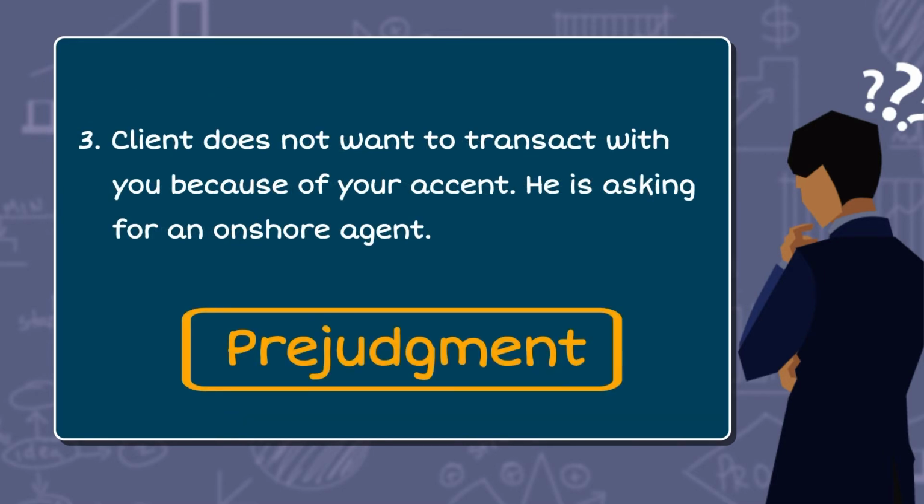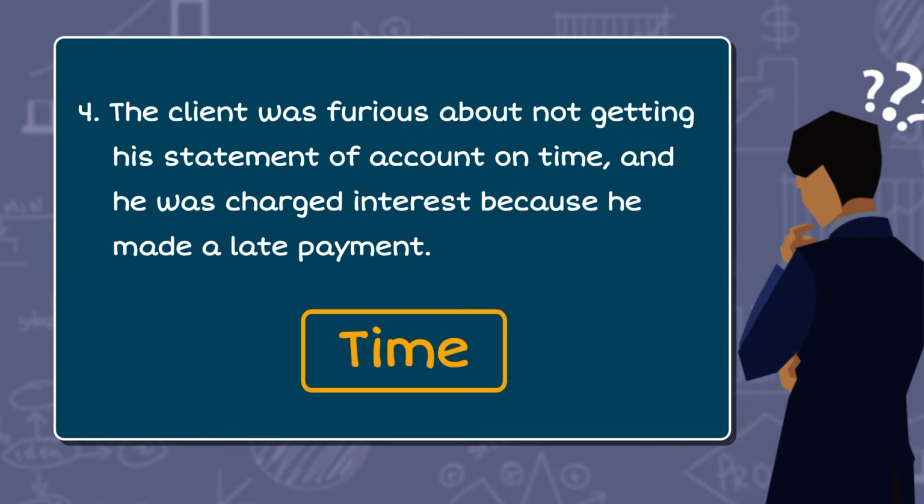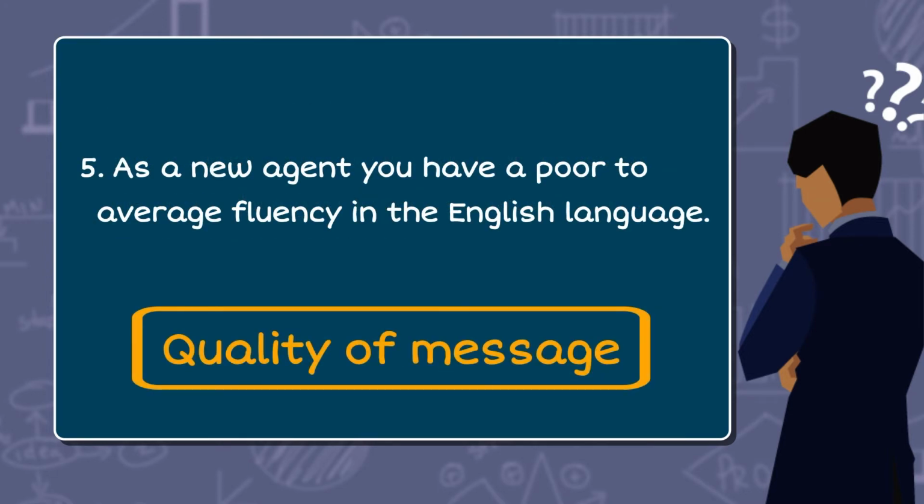Scene 3 is prejudgment. Client prejudged the ability of the agent to process the transaction based on the agent's accent. Scene 4 is time, because the company failed to email the client a statement of account on time. Scene 5 is quality of message, due to a new agent's poor communication skills.